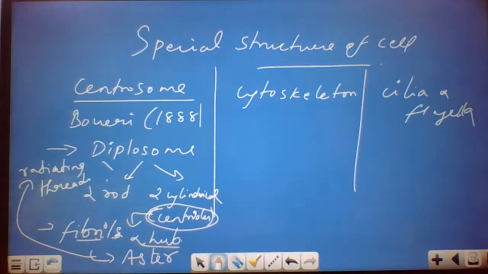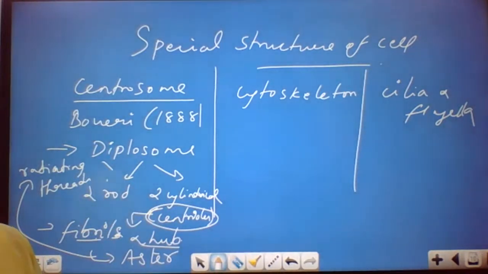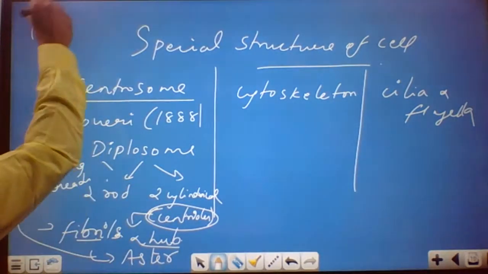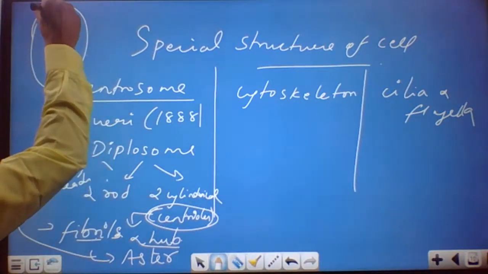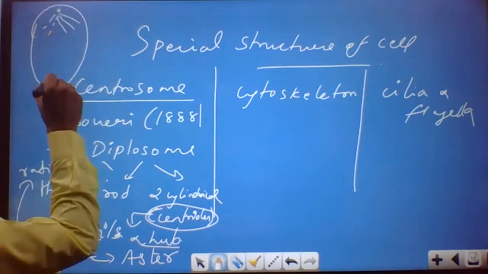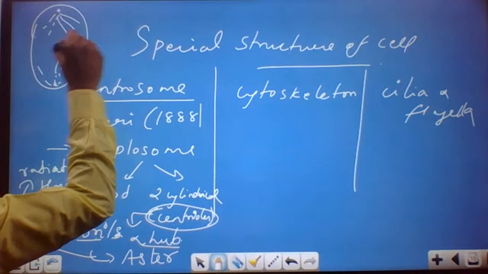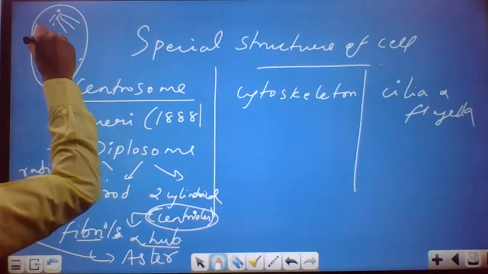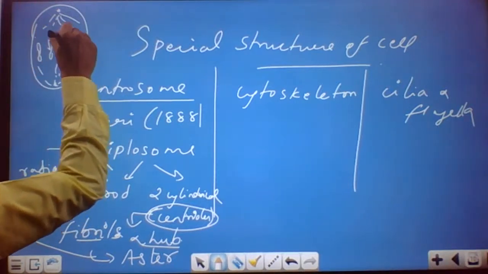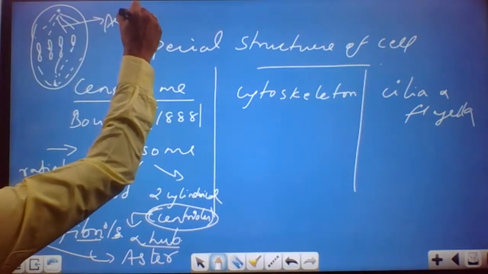This fibrils and hub region, these two regions are responsible for cell division. During cell division, it develops a radiating thread-like structure. For example, if you take your cell, here is where the centrosome will be. You would have noticed radiating threads like this. You would have seen the diagram. The radiating threads are where the chromosomes will be, the central part. You would have seen the chromosomes here, right? These radiating threads, the radiating threads only we call as aster.